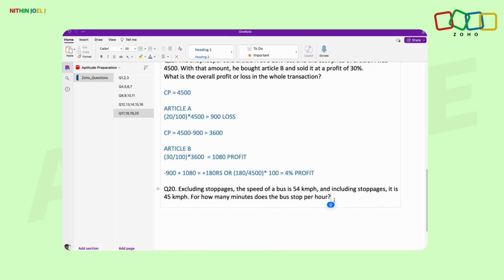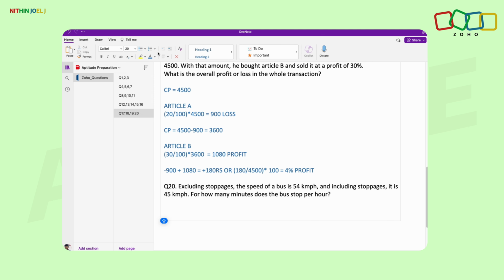So the 20th question, probably this will be the last question of the ZOHO series, and yeah, let's solve this. Excluding stoppages, the speed of the bus is 54 km per hour, and including stoppages it is 45 km per hour. How many minutes does the bus stop per hour?